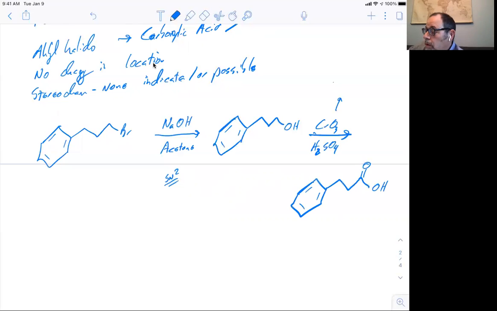We could also use the sodium dichromate in acid. Okay, but if you put the PCC in methylene chloride, that one would only have gone to the aldehyde. So that one would have been incorrect.